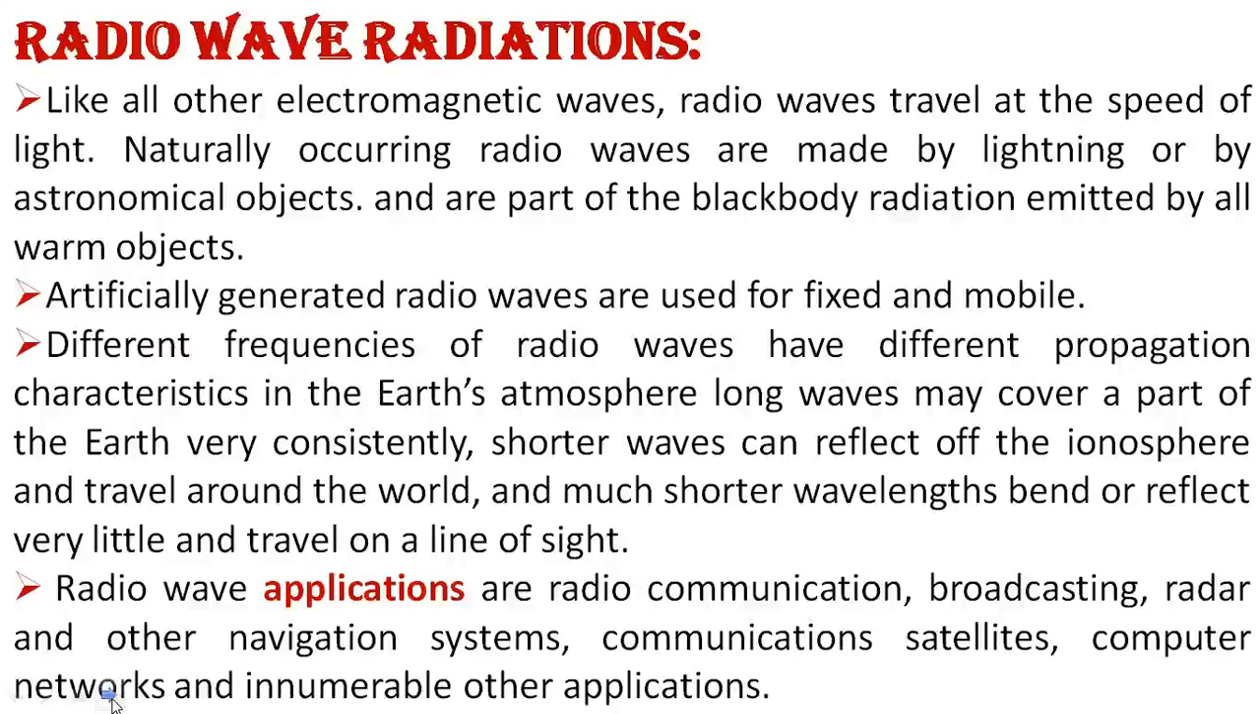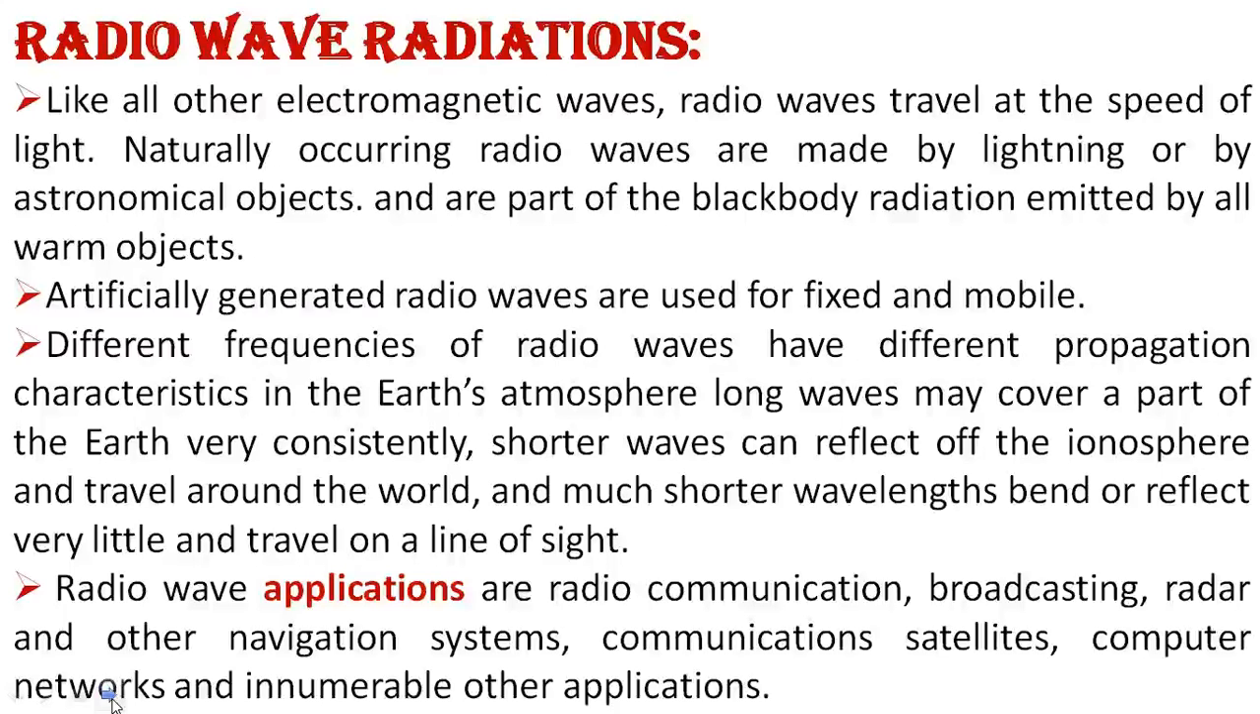The different frequencies of radio waves have different propagation characteristics in the Earth's atmosphere. Long waves may cover a part of Earth very consistently. Shorter waves can reflect off the ionosphere and travel around the world, and much shorter wavelengths bend or reflect very little and travel on a line of sight.